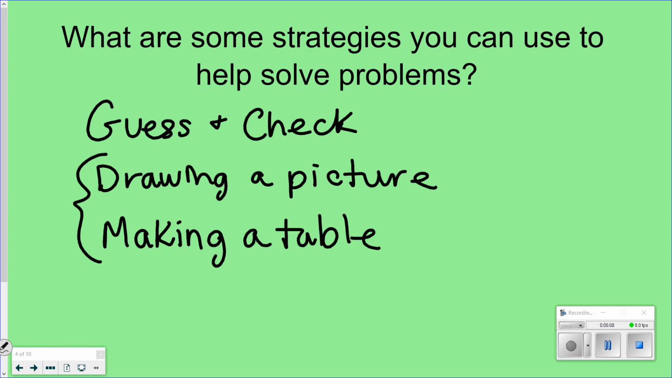And there are some other ways that we're going to look at later on in the year. Maybe it's creating an equation, or maybe it's making a graph. There are so many different things, but right now, this is probably a list that you would have as an 8th grader starting your 8th grade year.